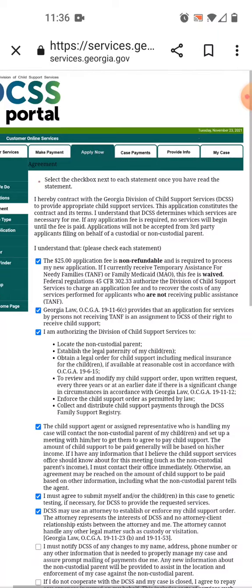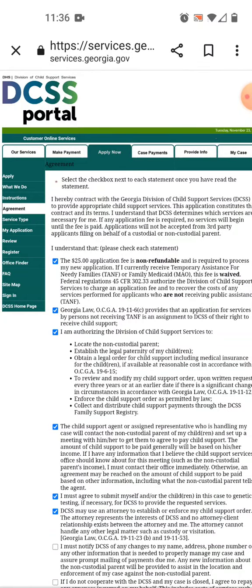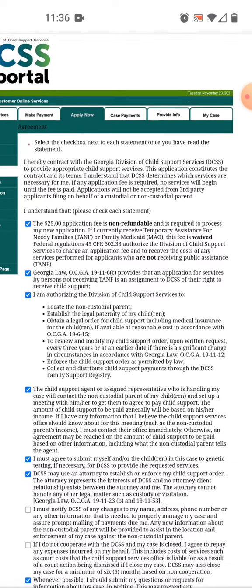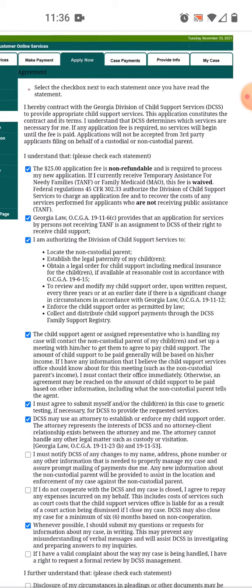I thought I'd go on this little portal right here. This is the Division of Child Support Services portal. I checked these little blue checks right here. That's stuff that I did. I was reading before I actually started recording, and these are things.